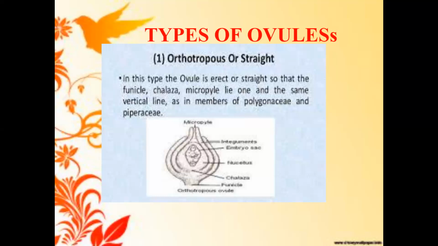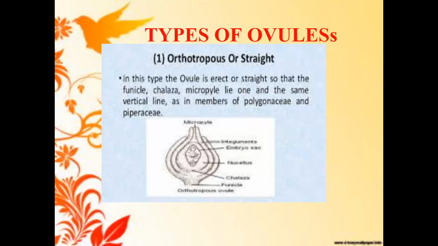The first one is the orthotropous ovule. In this type, the ovule is erect, or straight, so the funicle, chalaza and micropyle lie on one and the same vertical line, as in members of the Polygonaceae and Piperaceae. In simple terms, it is a straight ovule: micropyle, chalaza, funicle and embryo sac all lie in a straight line. The orthotropous ovule is the primitive type of ovule.